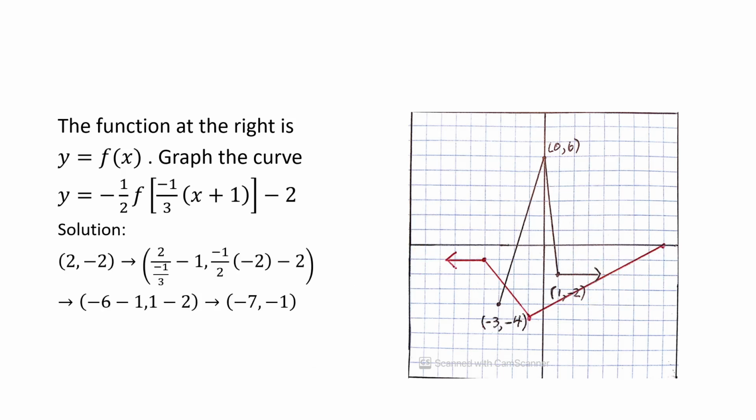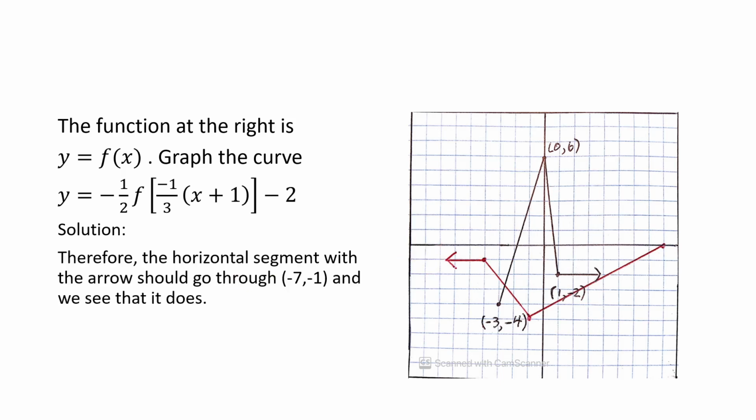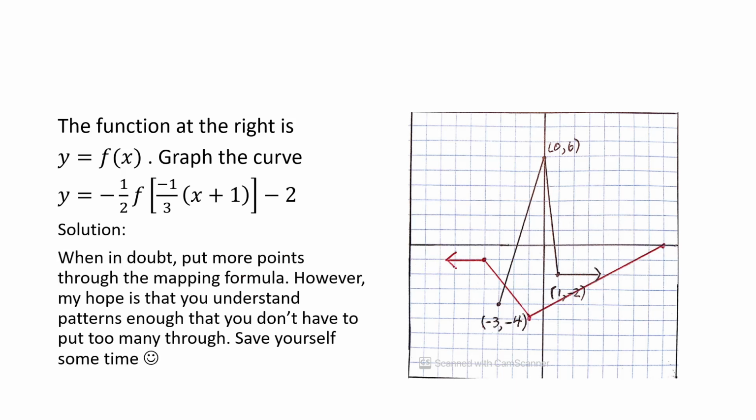So what we'll do is we'll try the point (2, -2). Since (2, -2) is on the original parent, we'll put it through the mapping formula, and it becomes (-7, -1). So the image of (2, -2) is (-7, -1), which is out here. And so we know that our arrow is pointing in the right direction. Okay. When in doubt, put more points through the mapping formula. However, my hope is that you understand patterns enough that you don't have to put too many through, and you can save yourself some time.